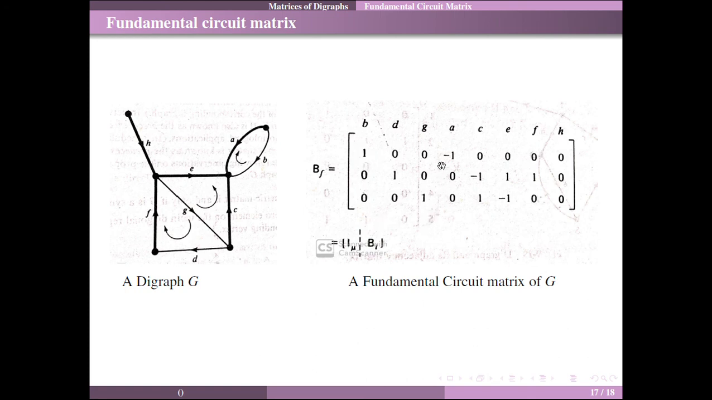So it is like we'll get a block form. The first columns corresponding to the chord set will give us an identity matrix which is of order mu, that is E minus n plus 1, and the remaining matrix Bt. So this is the fundamental circuit matrix of the given digraph G.